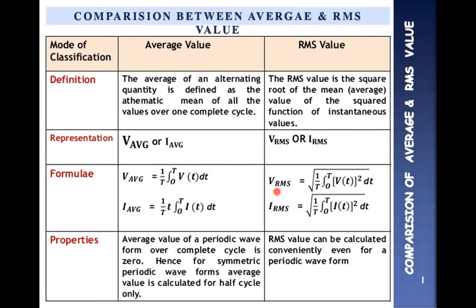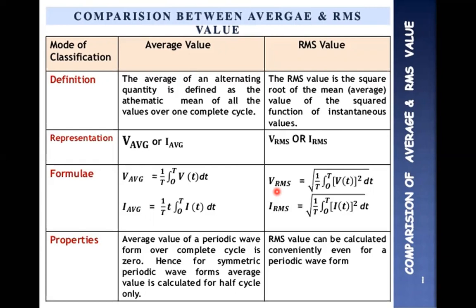V square dt. The property for the average value is that the average value of a periodic waveform over a complete cycle is 0. And for symmetric periodic waveforms, the average is calculated for the half cycle only.